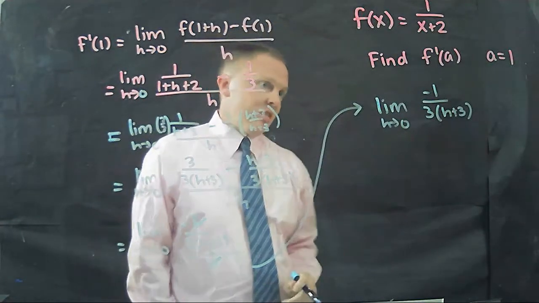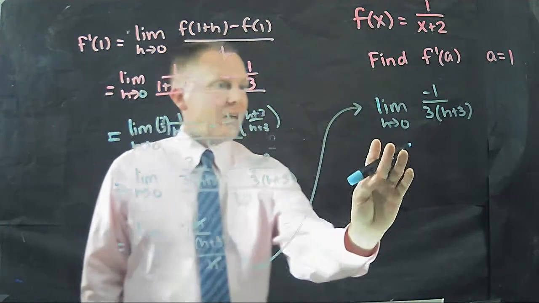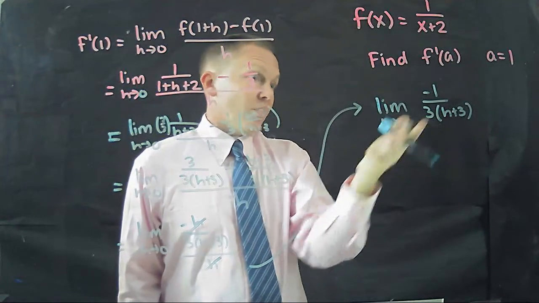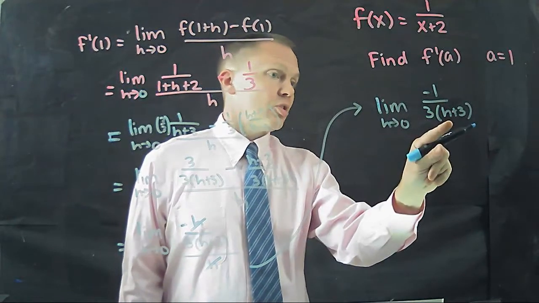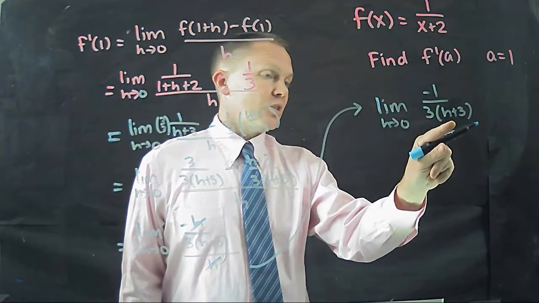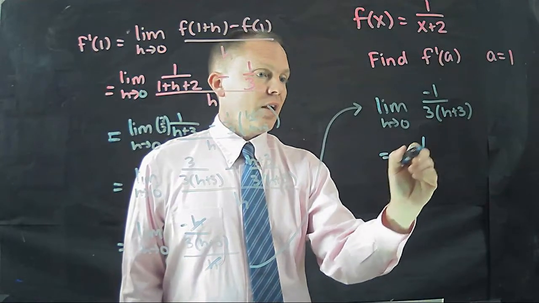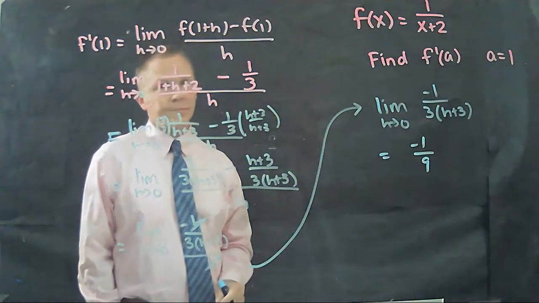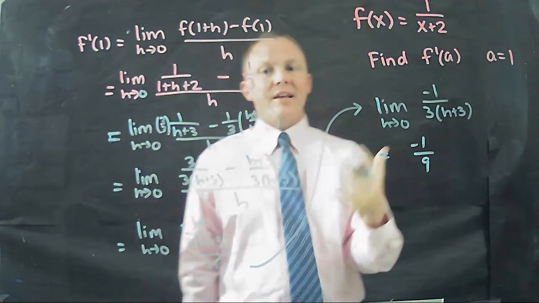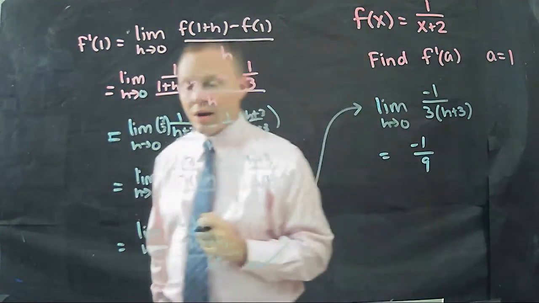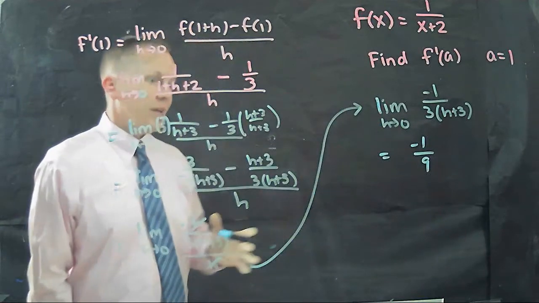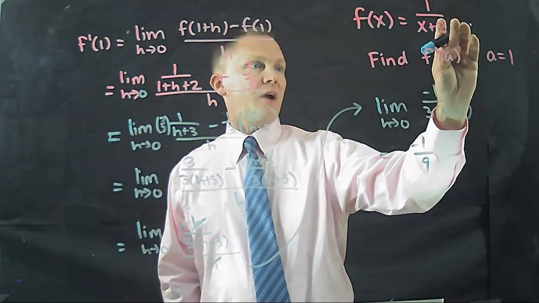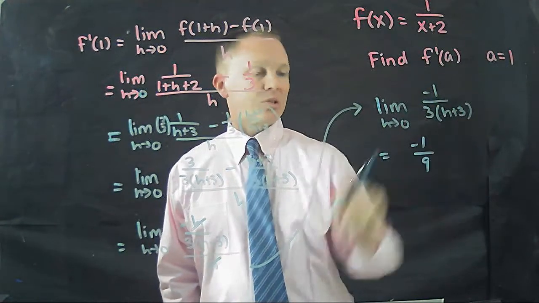So now I look at this and I say, okay, what is the limit here as h goes to 0? Can I do this by substitution? I'm not going to get 0 over 0 or anything, and sure enough, I can. If h goes to 0, I'm just left with -1 over 3 times 3, which is 9. So -1/9. What does it mean? It is the slope of the tangent to this graph at x equals 1.